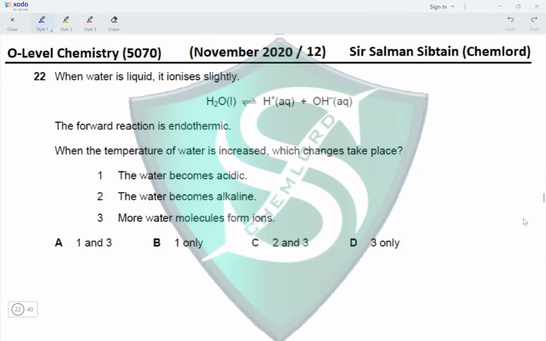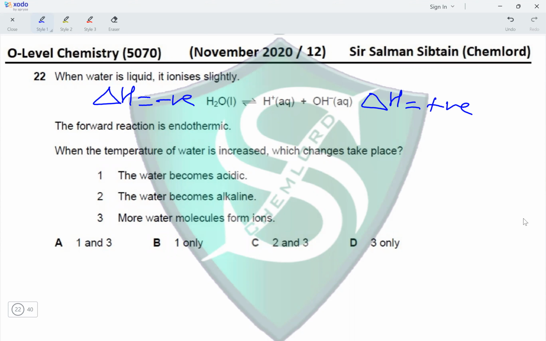Question 22. When water is liquid, it ionizes slightly and it ionizes to give H+ and OH- aqueous ions in equal quantities. The forward reaction is endothermic. The forward reaction being endothermic makes the backward reaction exothermic. When the temperature of water is increased, which changes take place?